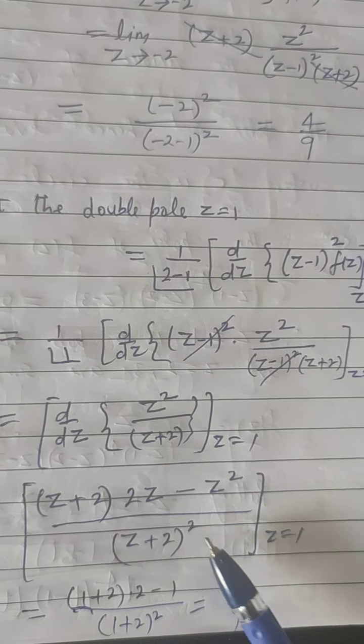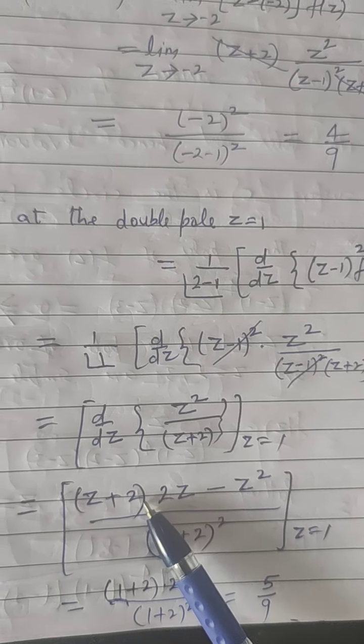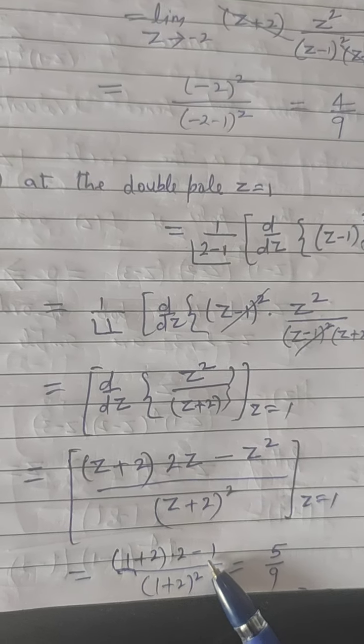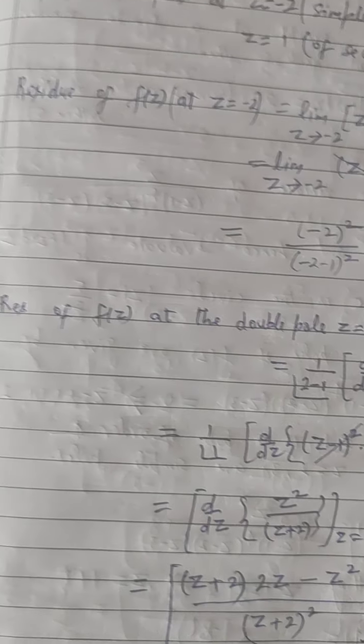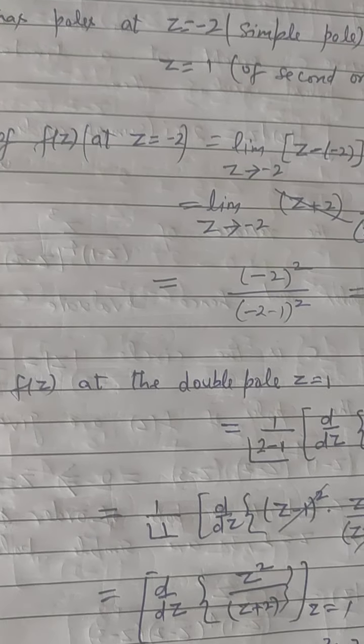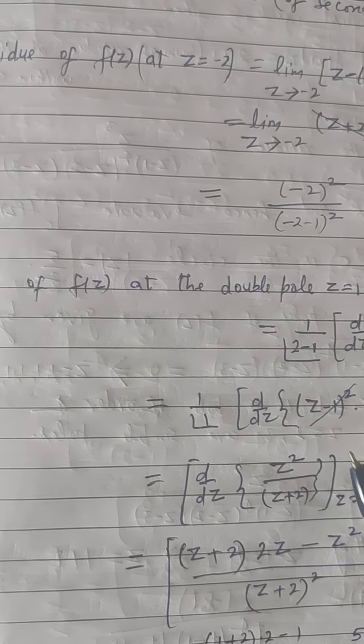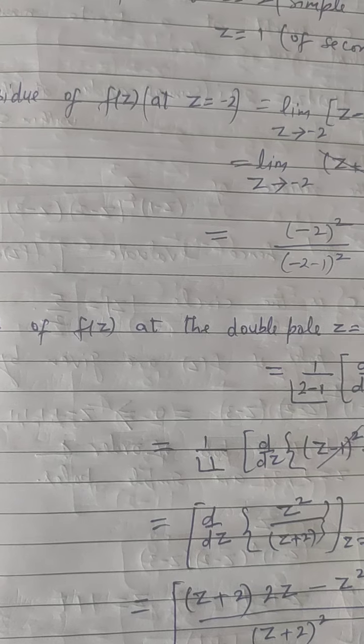Now put z = 1 in this expression: (1 + 2) into 2 minus 1 by (1 + 2) whole square. We get 5 by 9. This is the value of the residue at the double pole.